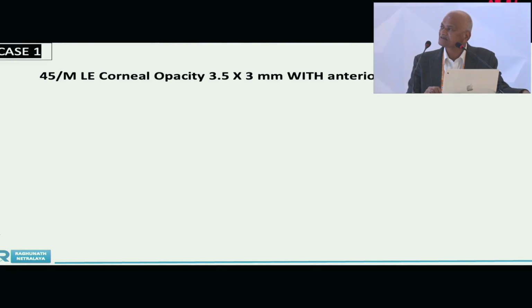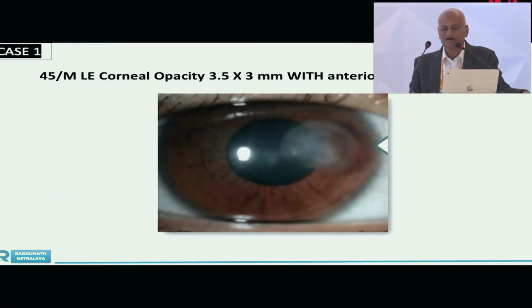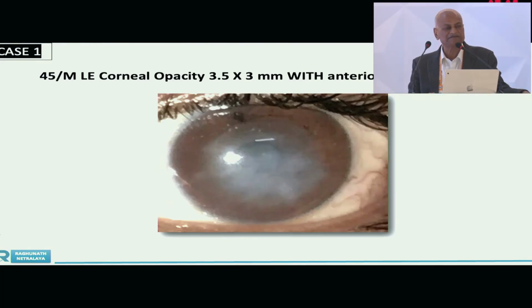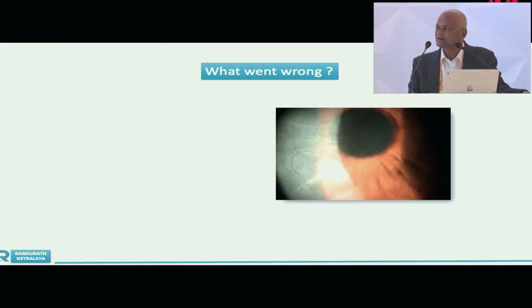Now see, this is a patient with a corneal opacity with an untreated subcapsular cataract. You can see this is a corneal opacity, and behind the opacity there is a cataract. Then what is to be done in such situations?